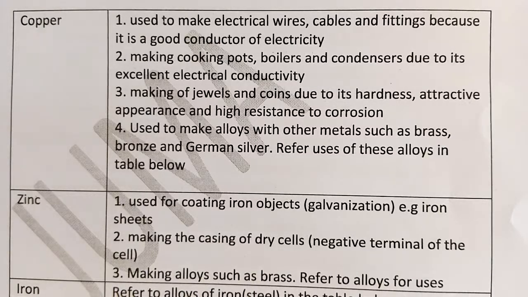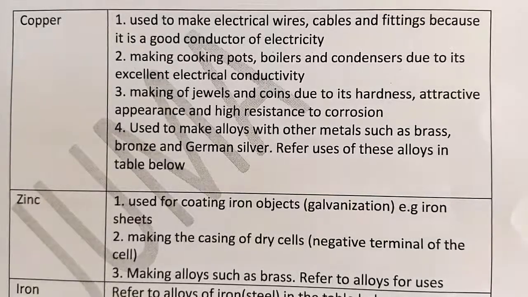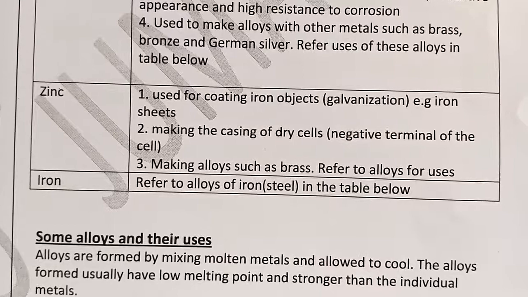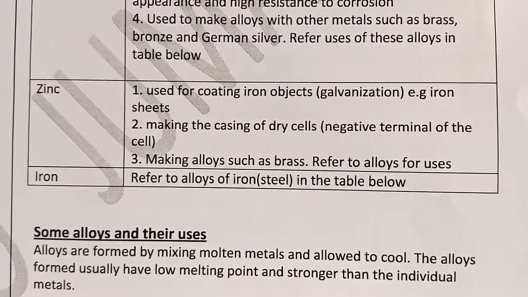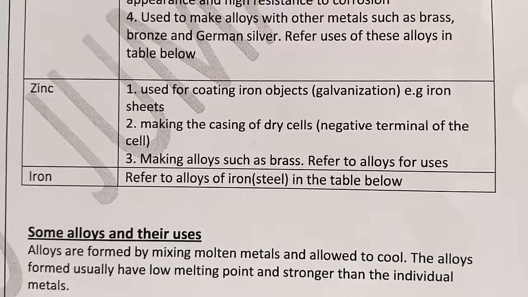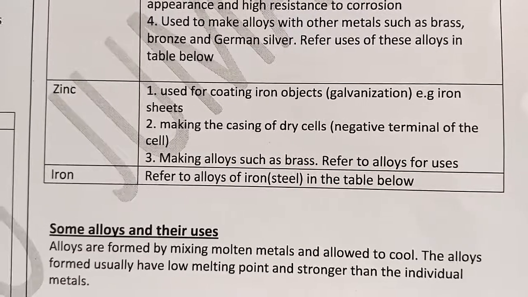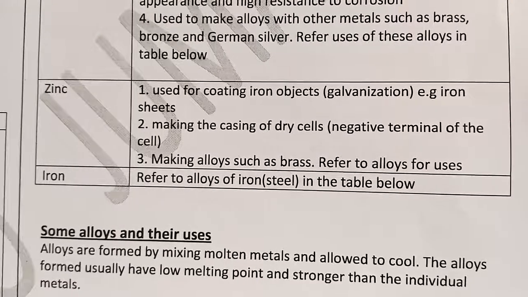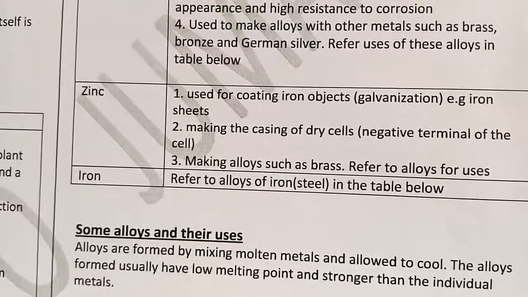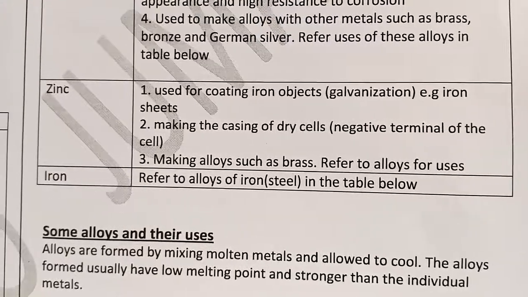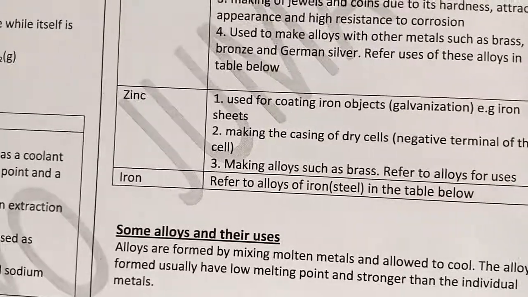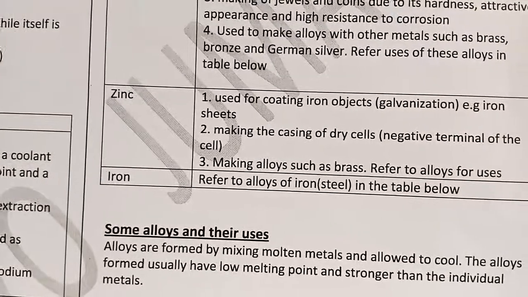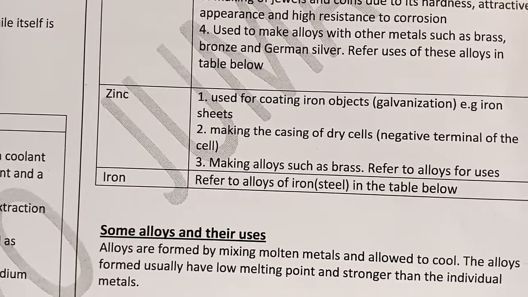So below are uses of iron and the alloys made of other metals. For iron, we're going to see the uses of iron under the alloys below. An alloy, basically, as I've said, is formed by mixing molten metals, and then they are allowed to cool. The alloys formed usually have a low melting point and are stronger than the individual metals. So let's see some of these uses.